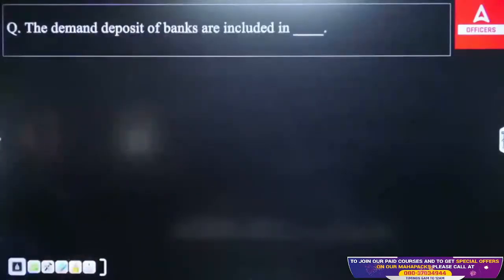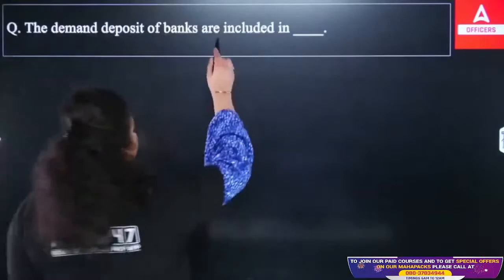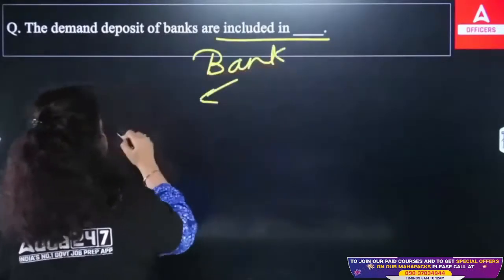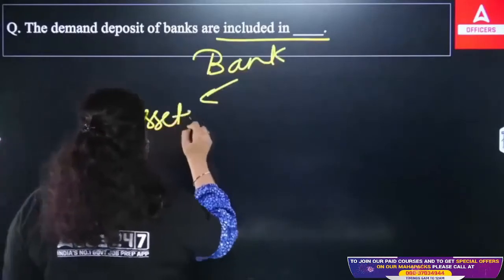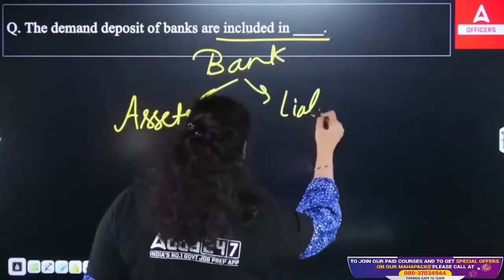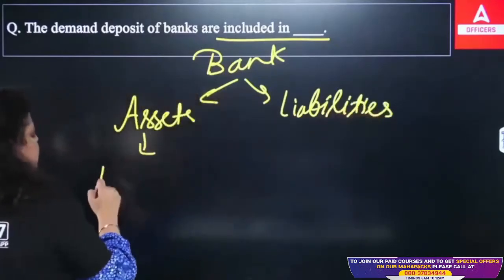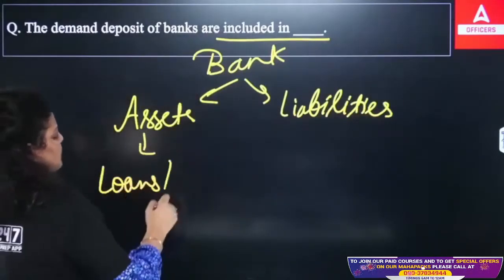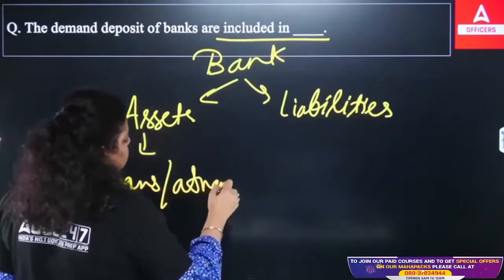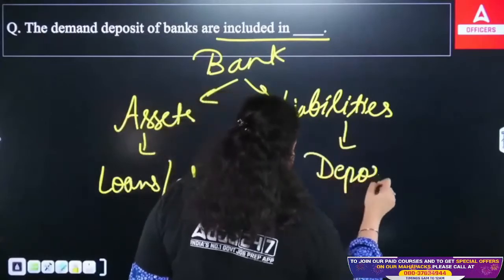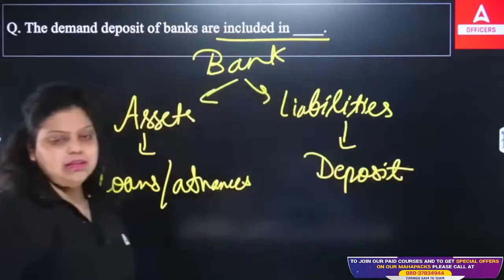Second question we are talking about here: the demand deposits of banks are included in. If we talk about a bank, every business has assets and every business has liabilities, right? The asset of a bank is the loans and advances which the bank provides to its customers. And what is liability? Liability simply means public deposit. That's the liability.